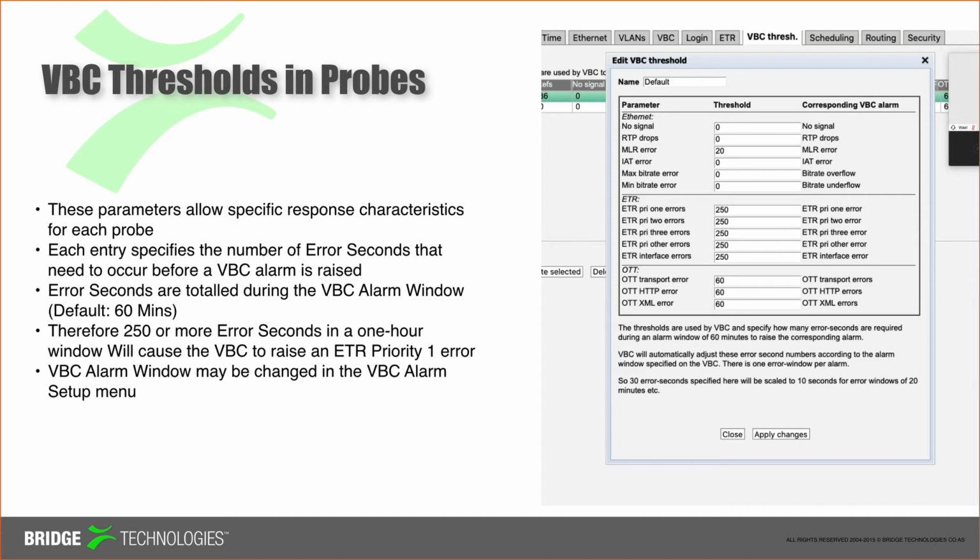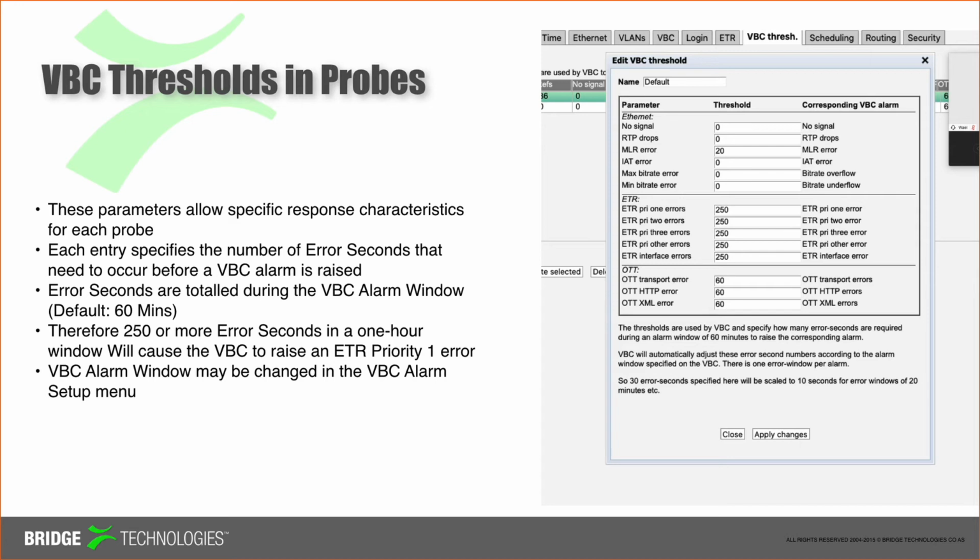So these are 2 different measurements that are being carried out. One by the VBC in the hour and one by the probe for the error seconds. So 250 or more error seconds in a 1 hour window will cause the VBC to raise an ETR priority 1 or priority 2 alarm.